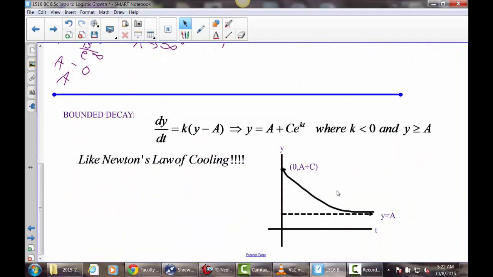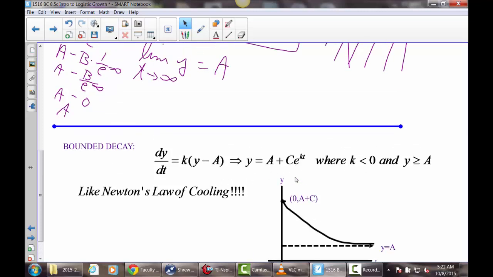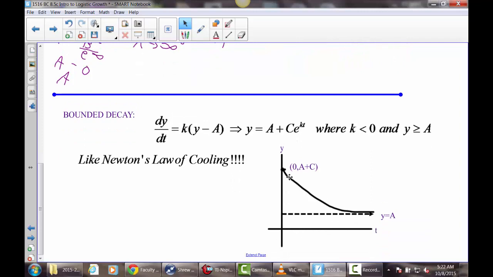So, again, this equation will look like this. And this is like Newton's law of cooling. This is bounded decay instead of bounded growth. Of course, you take a pie out of the oven, it's at a certain temperature. As time goes by, the temperature of the pie will drop, and what it will approach is the room temperature. It's never going to go below the room temperature.